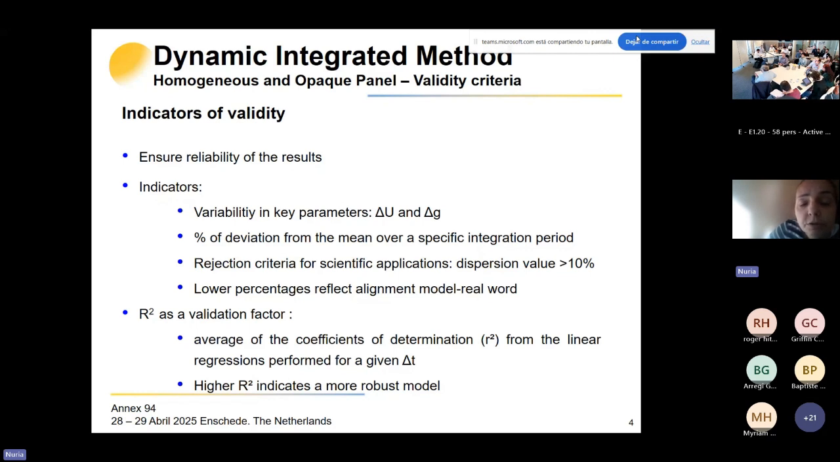Based on this criterion, we are going to obtain the optimal integration period, for example, for each of the samples that we are going to evaluate in a further study. So when we increase the integration period, we usually improve the performance indicators of validity.